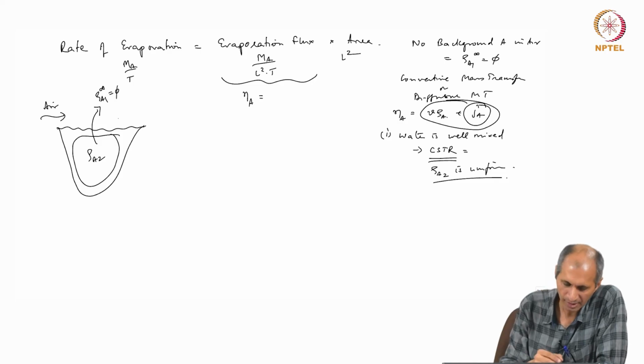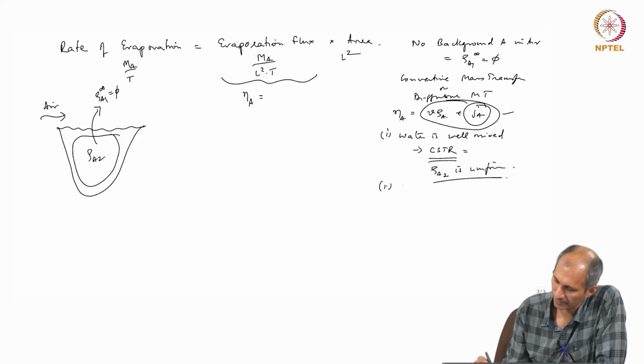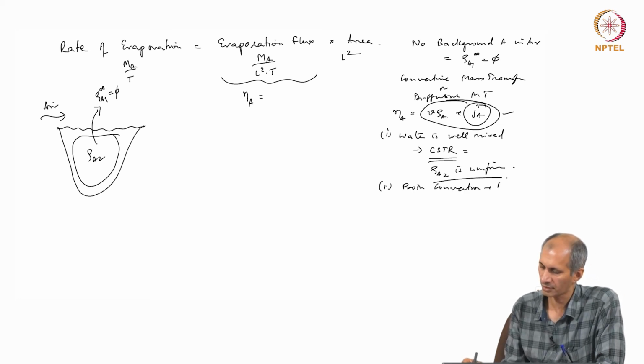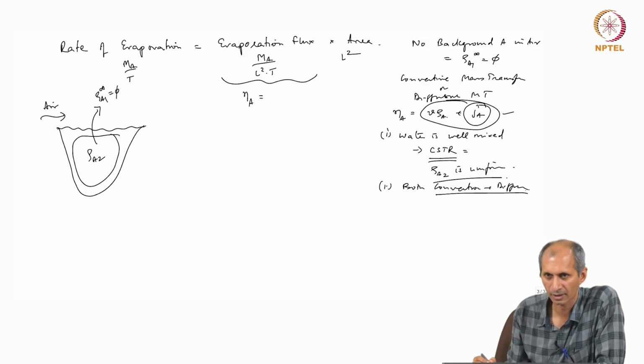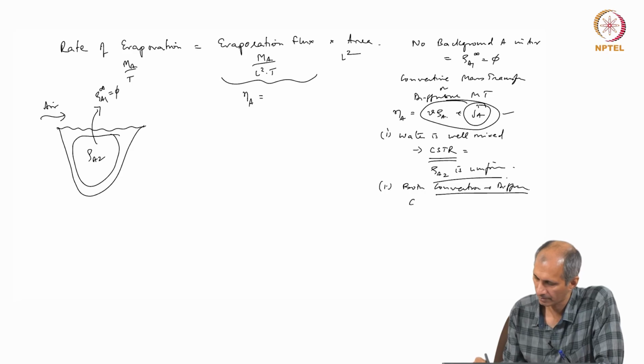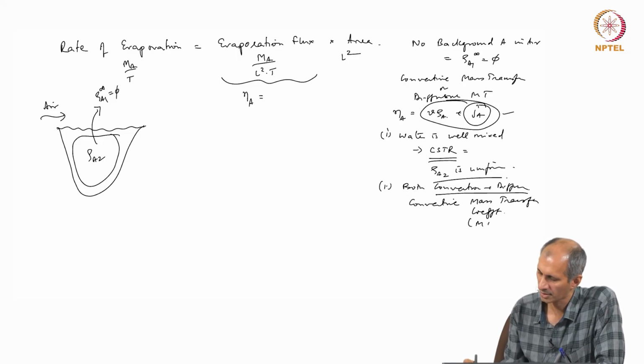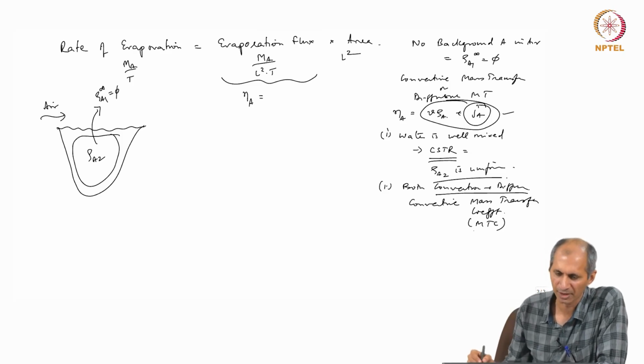So, water is well mixed. Air is anyway moving. So, if water is well mixed, there is convection in the water and there is convection in the air. So, now we are assuming both, and we will say both convection plus diffusion. When we have convection and diffusion as a condition, then we use a convective mass transfer coefficient. We will give this term called MTC, mass transfer coefficient, I will write MTC henceforth.